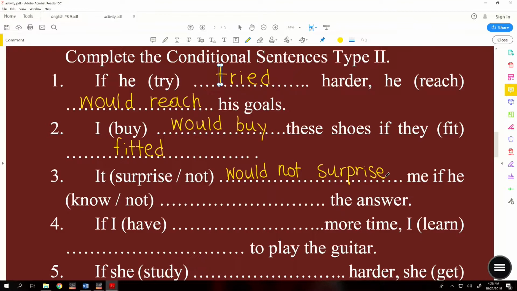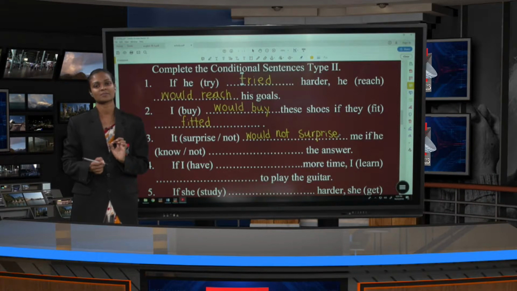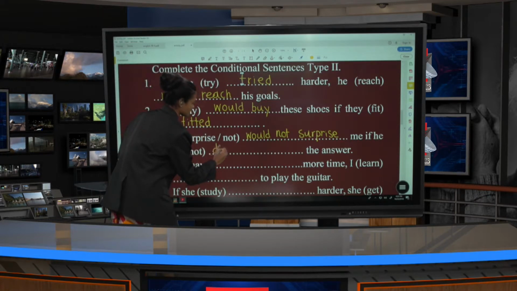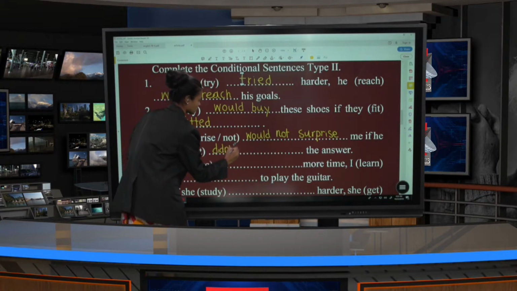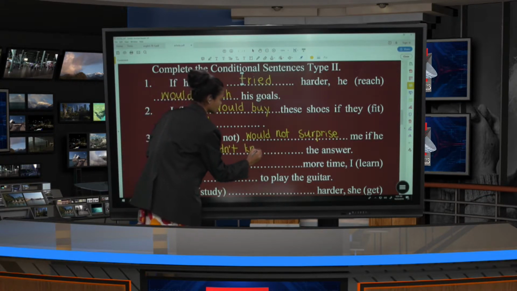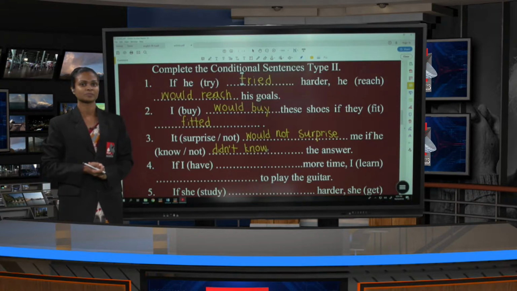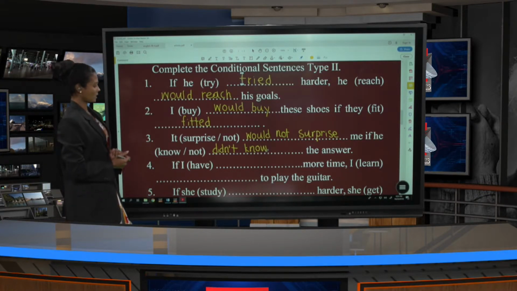It would not surprise me if he didn't know the answer. How can we construct this? If plus simple past. If he did not know the answer, or you can say if he didn't know the answer. It would not surprise me if he didn't know the answer. Right. Then fourth one.